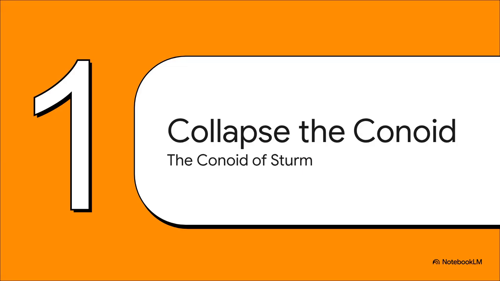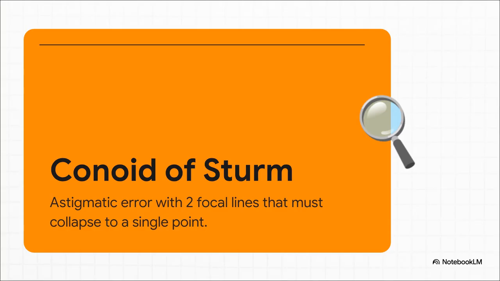All right, Section 1, Collapsing the Conoid of Sturm. So, astigmatism usually stems from the cornea having a steep axis and a flat axis. You can basically think of it as two built-in cylindrical error lenses. And because of this specific anatomy, light just doesn't focus to a single point. Instead, it forms what we call the conoid of Sturm, which features two very distinct focal lines.